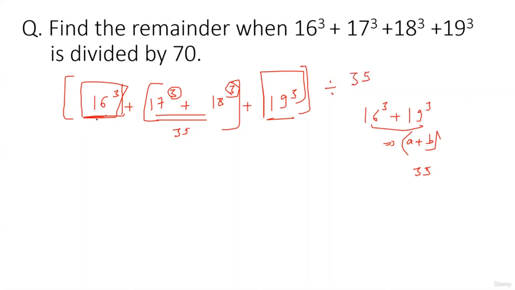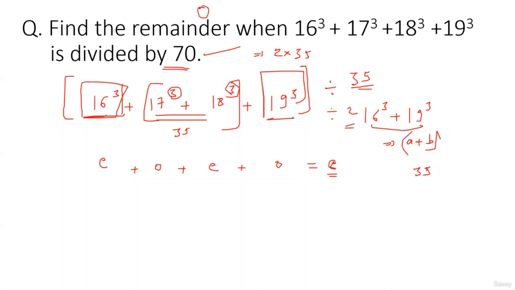right? Also, 16 cube will be even, 17 cube will be odd. 18 cube will be even, 19 cube will be odd. Even plus odd plus even plus odd, the answer is even. Agar ye sum even hai, that means the number will definitely be divisible by 2. 35 se divisible hai aur 2 se bhi divisible hai. Okay, so definitely 70 se bhi divisible hoga. 70 split into 2, co-prime, this 2 into 35, isn't it? So remainder will be 0.